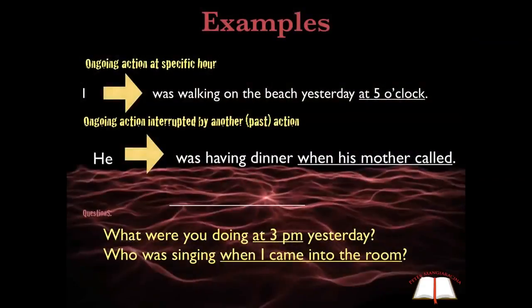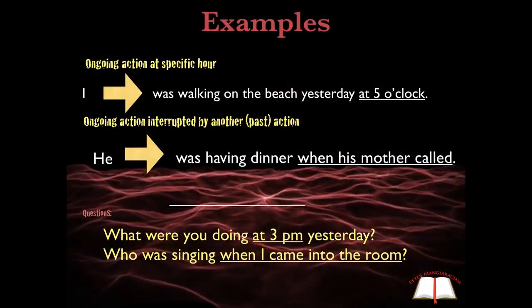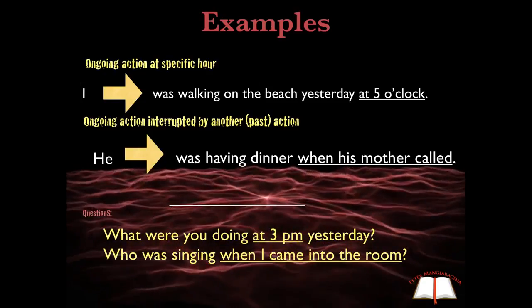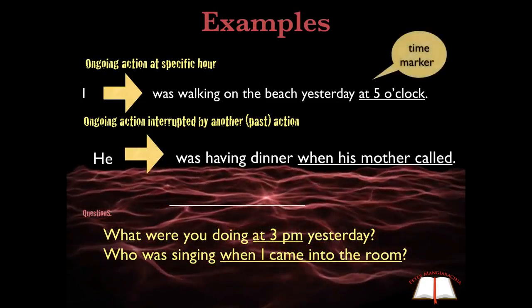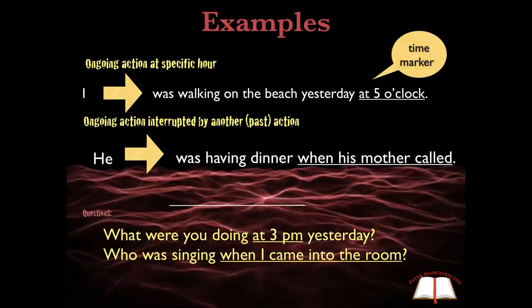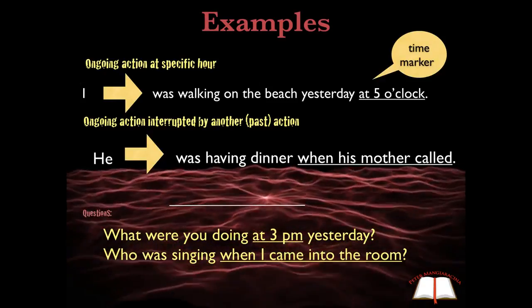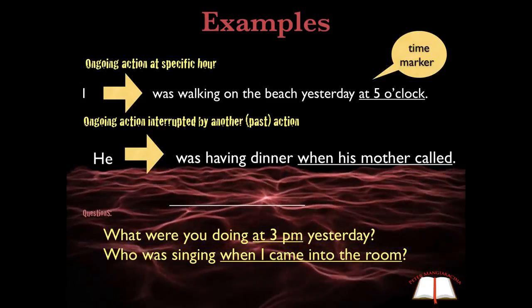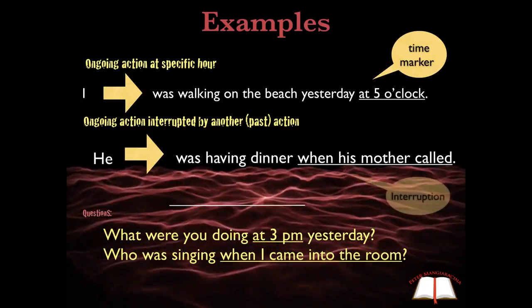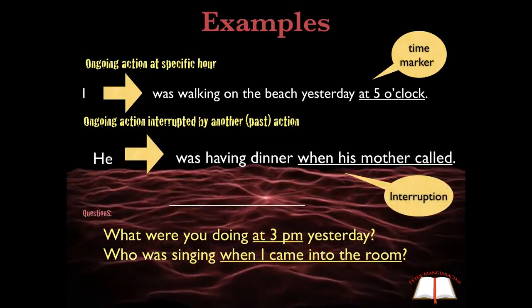Here are some examples. An ongoing action at a specific hour. I was walking on the beach yesterday at 5 o'clock. There's your time marker. An ongoing action interrupted by another past action. He was having dinner when his mother called. Here is a clear interruption of his dinner.